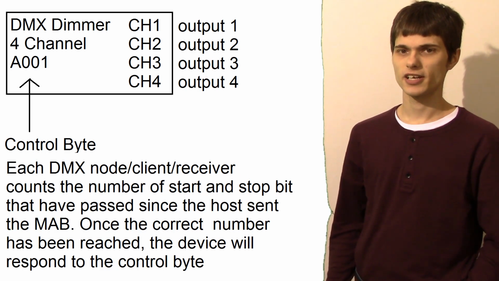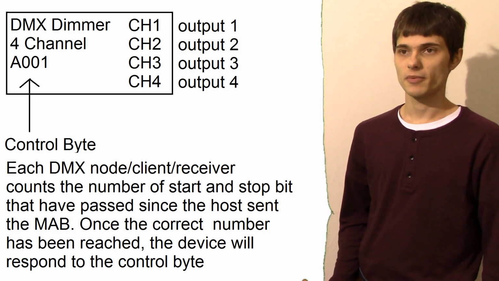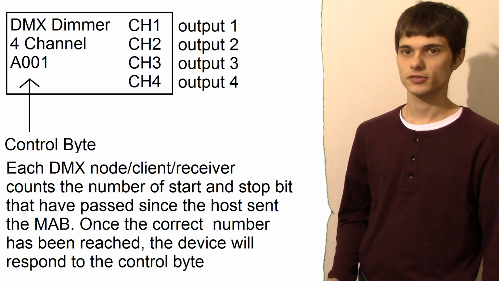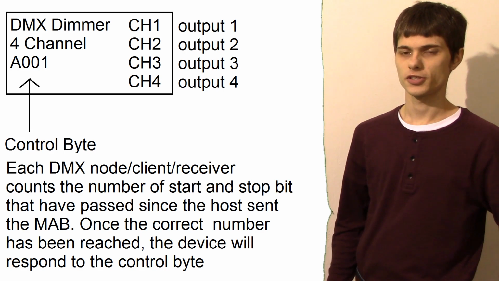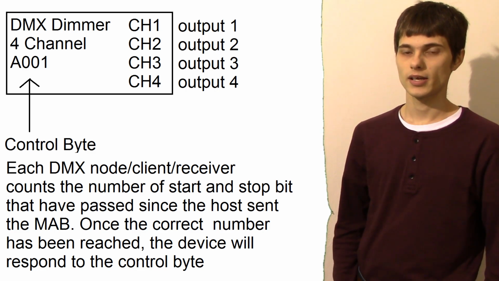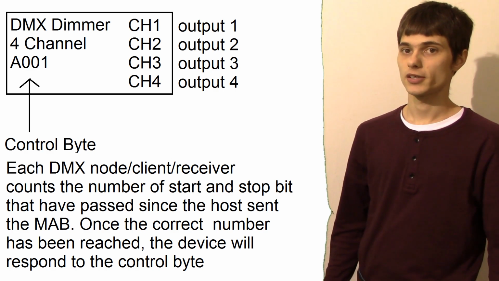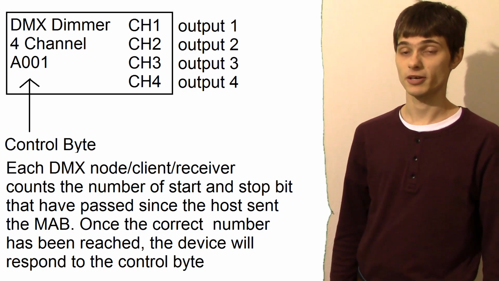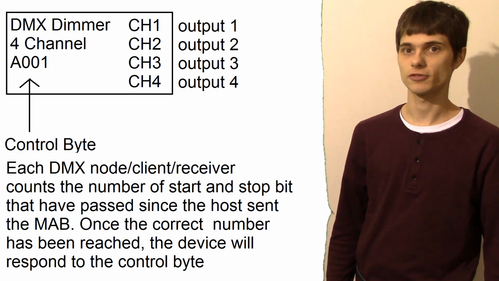So how does the DMX dimmer, or whatever device you want to use, actually know where it is in the DMX chain? After each DMX byte is sent, there's a start bit and a stop bit. The dimmer, or whatever receiver you want to use, counts the number of start and stop bits. For example, if you tell it to respond to DMX channel 1, it counts 1 start bit and then receives that information. If you tell it to respond to DMX channel 200, it has to count 200 stop bits before it starts responding and receiving information.